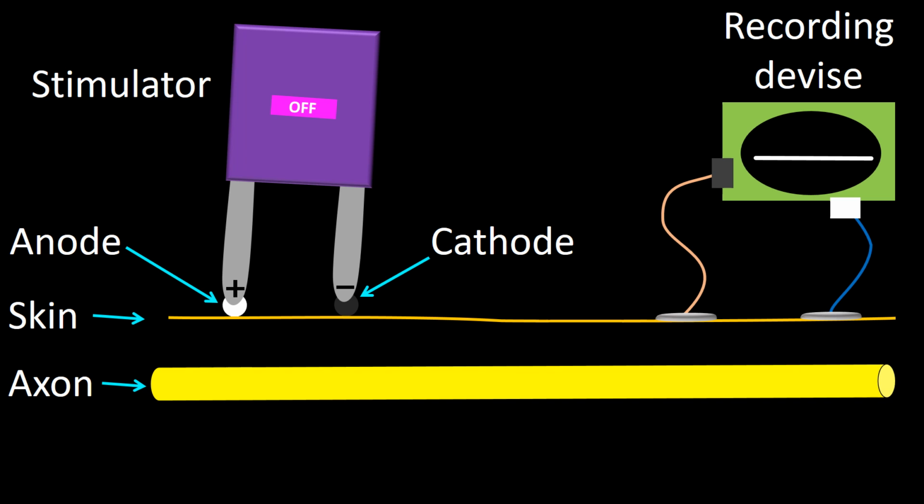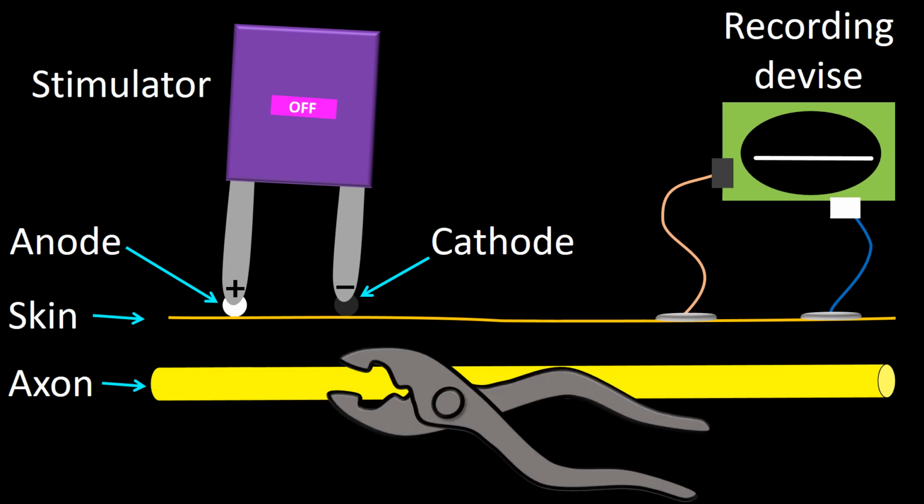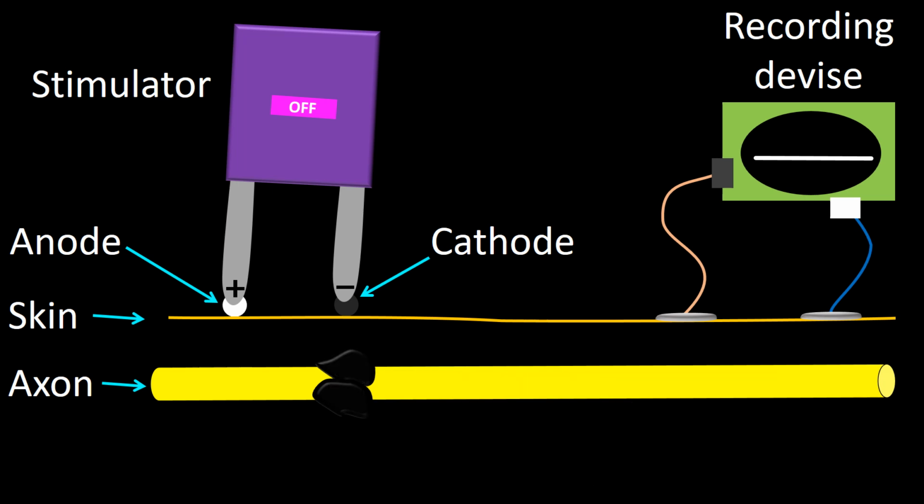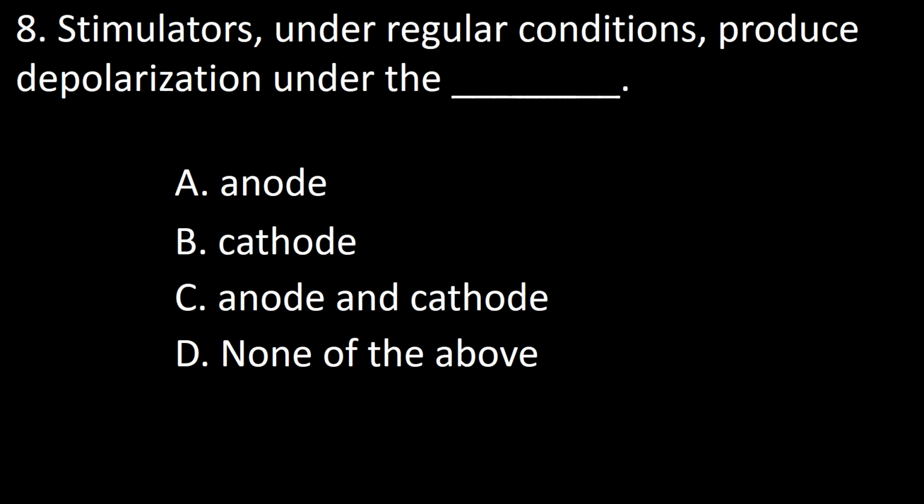Again, we start with the stimulator off, but instead of crushing the area under the anode as we did last time, this time we place the pliers in the area below the cathode and crush that region. Now we turn the stimulator on as we have done in this frame, but no action potential is generated. So the answer to this question is B.